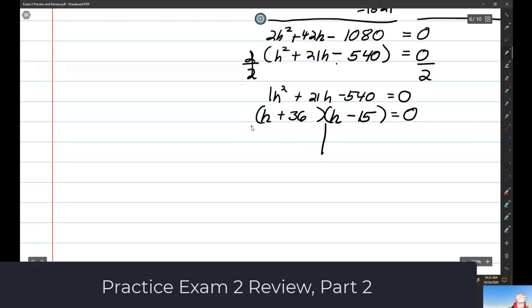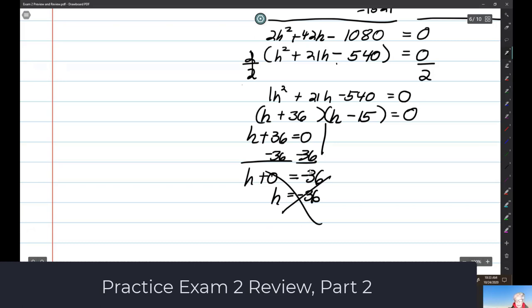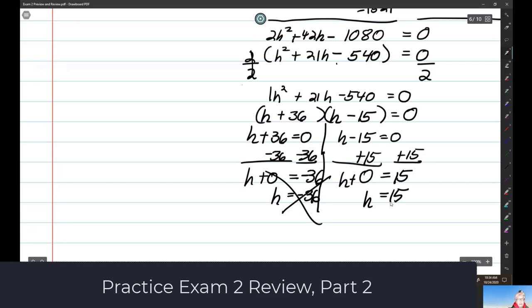Okay, now. h plus 36 equals 0, minus 36, minus 36. h plus 0 equals negative 36. h equals negative 36. No! You can't have a negative measure of distance, of height. h minus 15 equals 0. Add 15, add 15. 0 plus 15 is 15. Negative 15 plus 15 is 0. Bring down the h. h plus 0 is h. h equals 15. Yes, I am going with h equals 15.